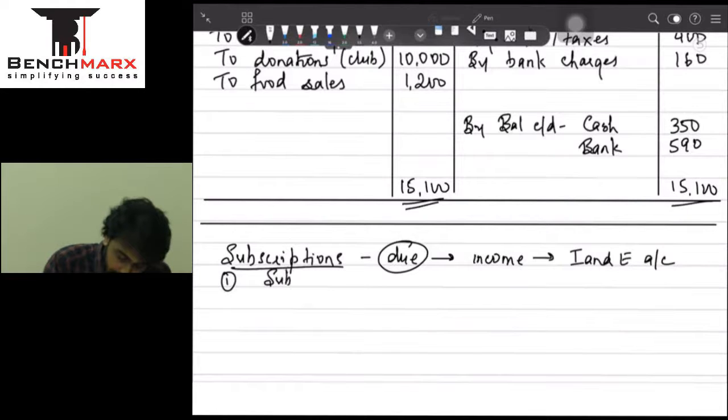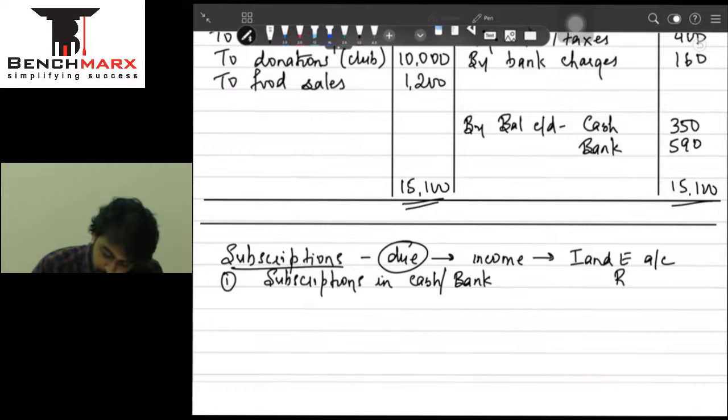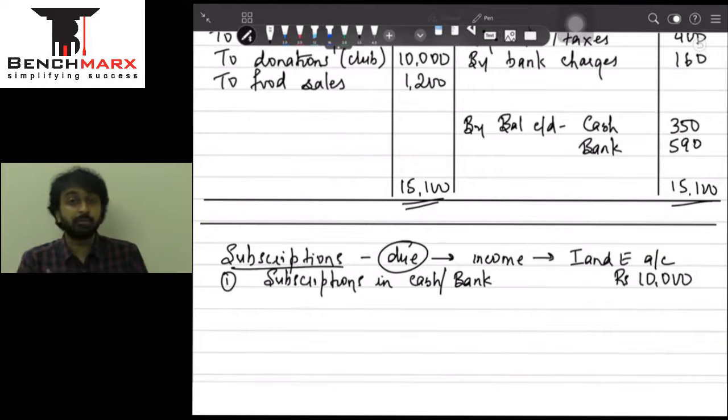we are first going to receive subscriptions in cash or bank. Let's assume this amount is rupees 10,000. First, understand one thing, ki is 10,000 ka matlab kya hai. This 10,000 eventually means physically apunne kitna subscription receive kar diya hai. This is pure cash inflow. Barabar, this is cash received and put in the bank account, physical cash received.